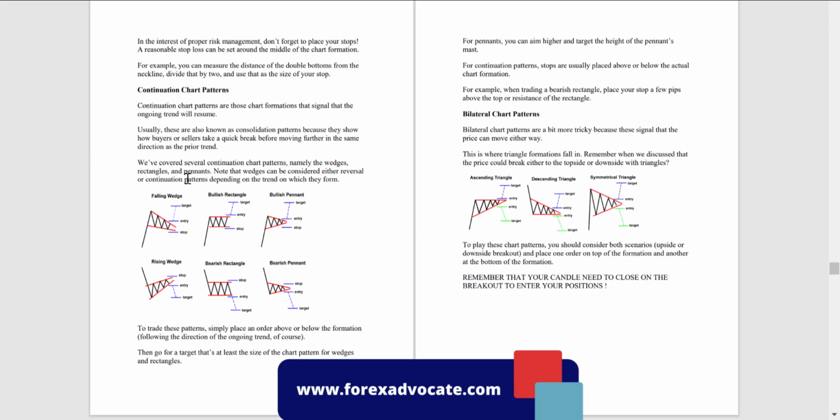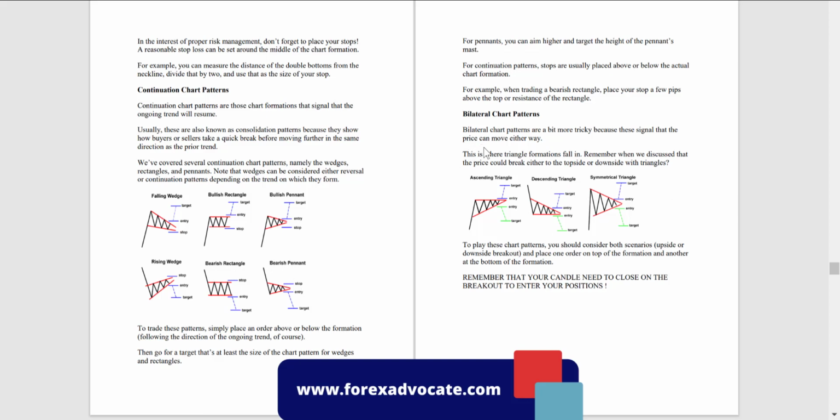So the continuation chart patterns now. Example is this falling wedge. If this one is going up before, it will still continue going up. Now this bullish rectangle, bullish pennant, rising wedge, triangle, and this bearish pennant.